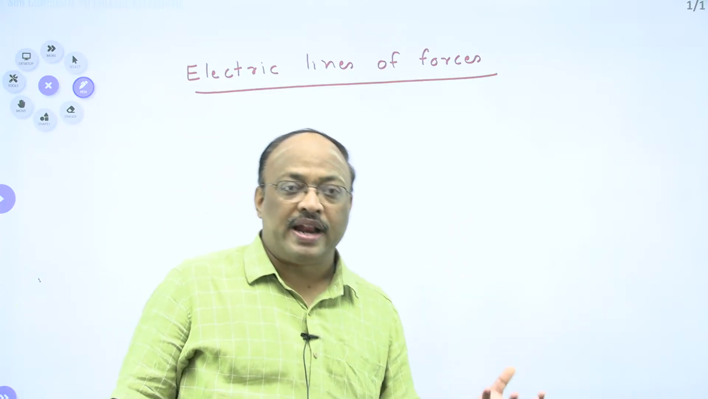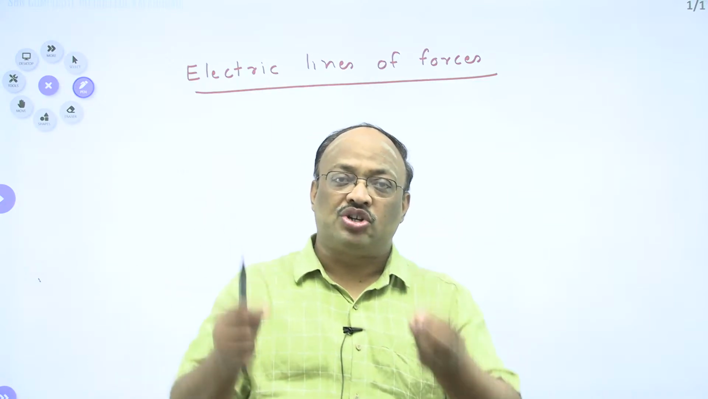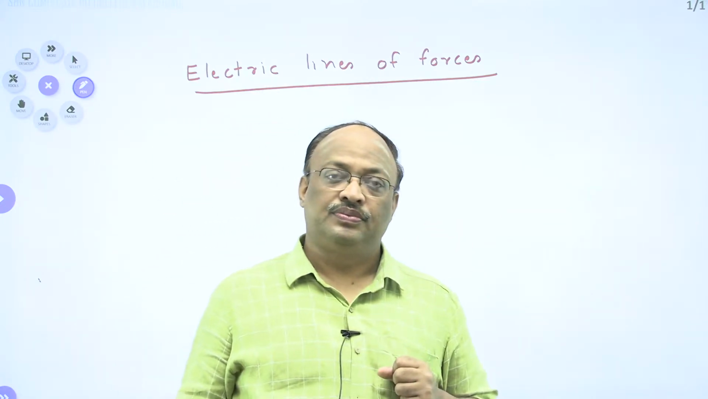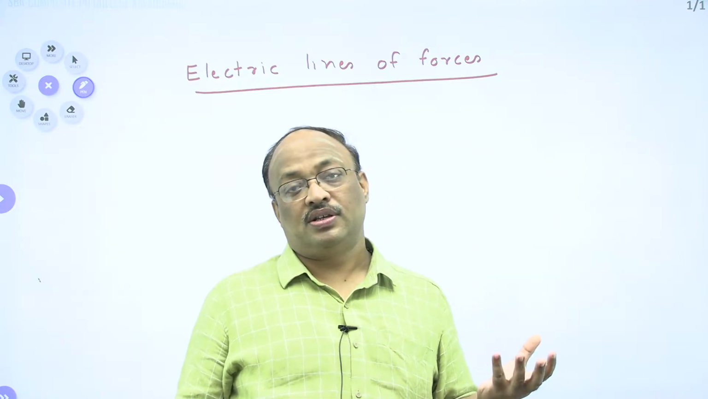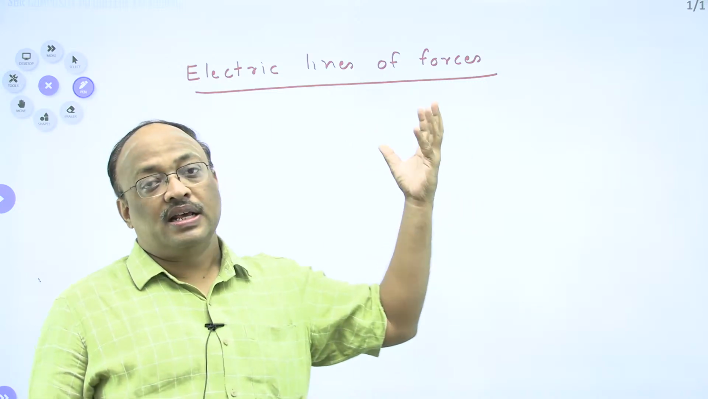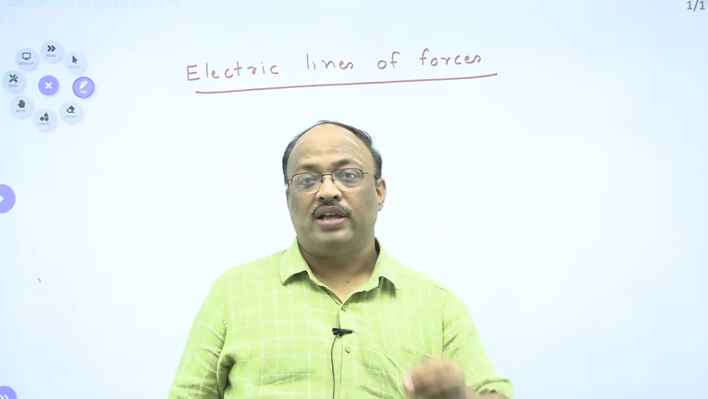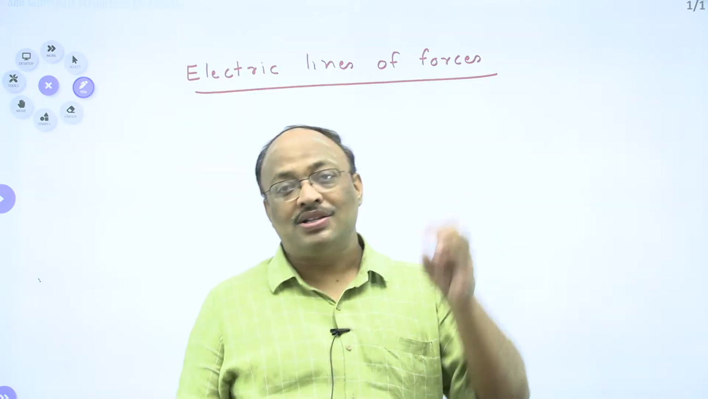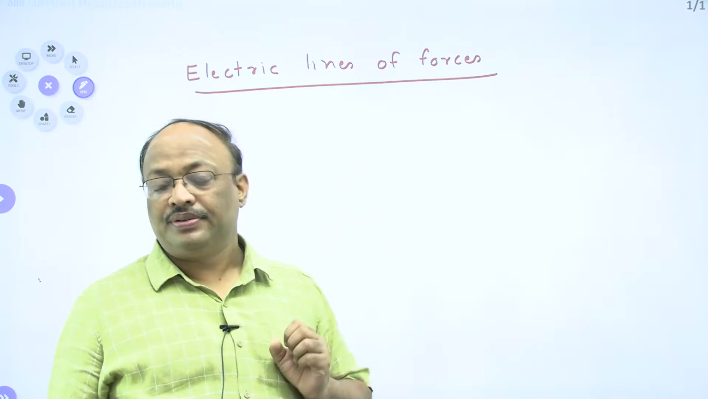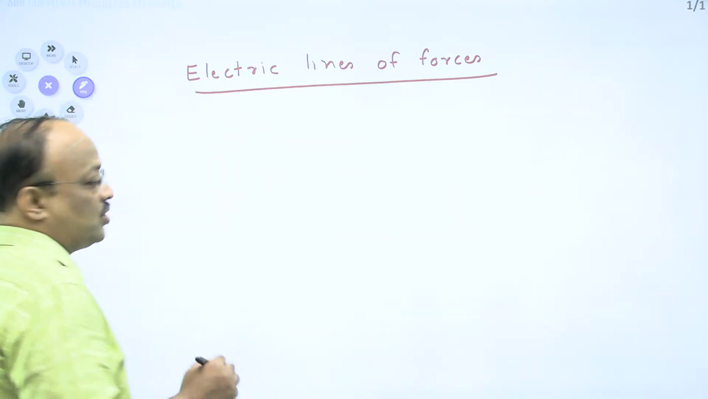How may the electric field be between the charges? Where may it be strong? What is the direction of the electric field? These things you can visualize through these electric lines of forces. It is a visualization of the unseen electric field. Okay, so how is it drawn?